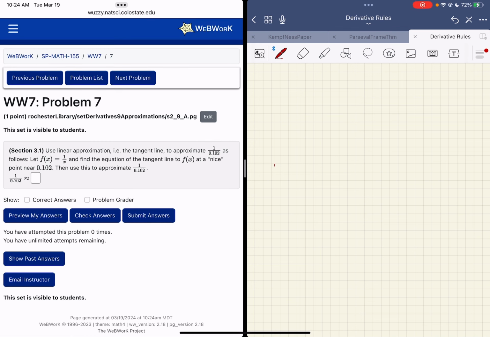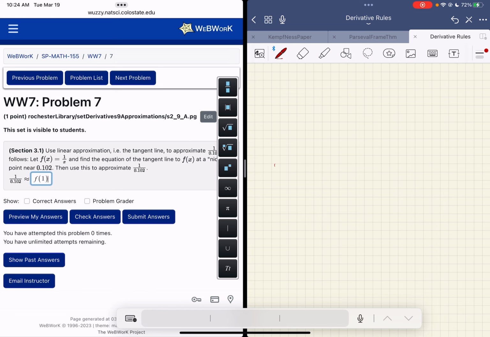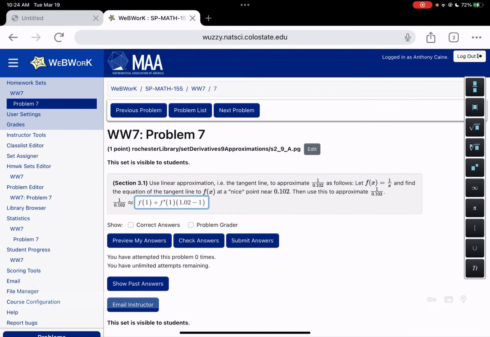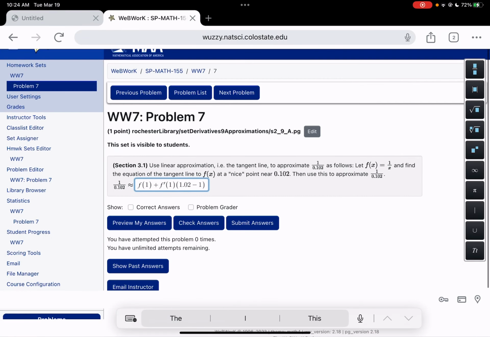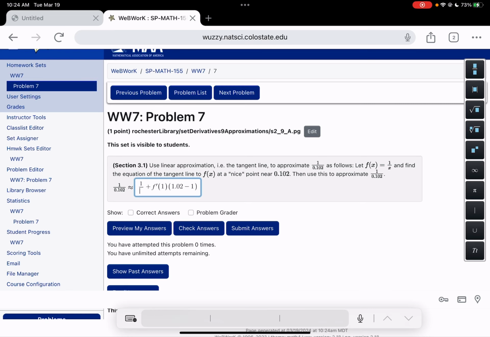Great. Use linear approximation to approximate blah. All right, fine. So I want to do f of 1 plus f prime of 1 times, and then 1.02 minus 1. Okay? This is the idea. That's the linear approximation formula. And what is my function? My function is 1 over x. Okay? It says that in essentially the first sentence. So 1 over x, if I plug in 1, I have 1 over 1, but why would you ever write that? Right? This is just 1.